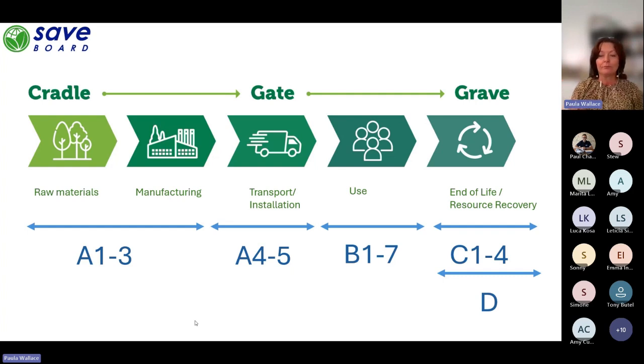And then in the blue, these are the modules of an EPD in relation to the stages of a life cycle. So for example, A1 to 3 is cradle to gate, being raw materials and the manufacturing process. Outside of the core indicators that must be included in an EPD, you don't have to include all modules. The modules that have been included on an EPD will be clearly stated.